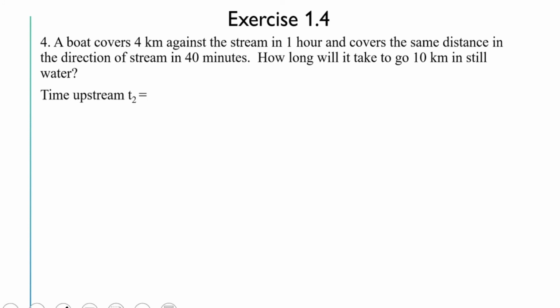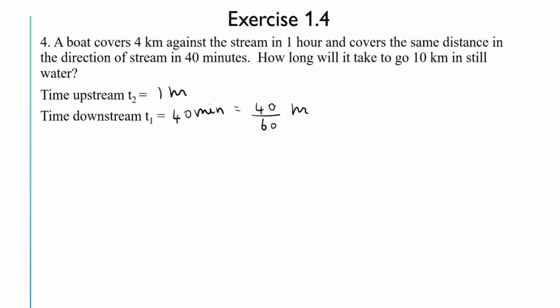So we have time upstream T2 as 1 hour and time downstream T1 as 40 minutes. Now let us convert this into hours. So 40 by 60 hours. This is equal to 2 by 3 hour. Now let us consider the speed of boat in still water as x and speed of stream as y.